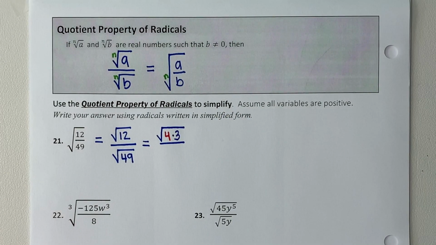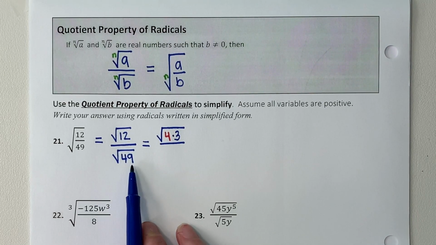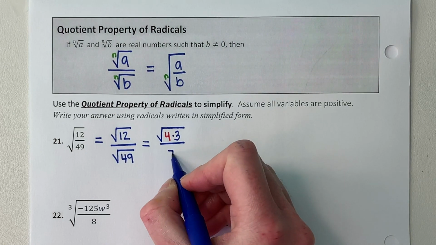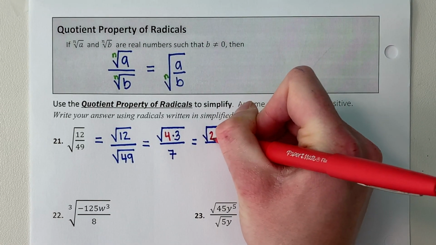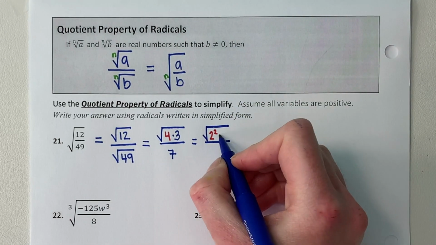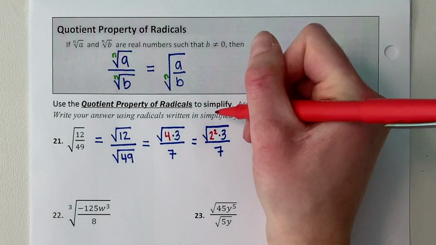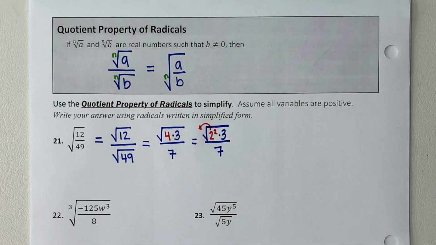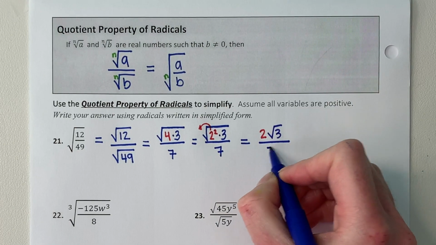Then let's look at the denominator. Is 49 a perfect square? It is. So the square root of 49 simplifies to the nice whole number 7. Now let's look back at the numerator. We can write 4 as 2 squared, and then we'll bring over the 3, and the denominator will stay as 7. And now we can pull the 2 out of the radical, and that will leave us with 2 square root of 3 over 7.